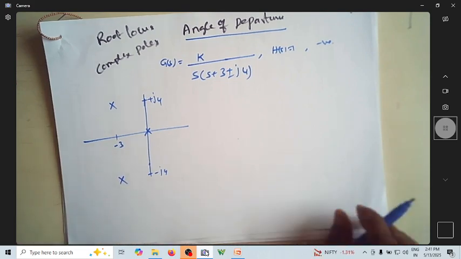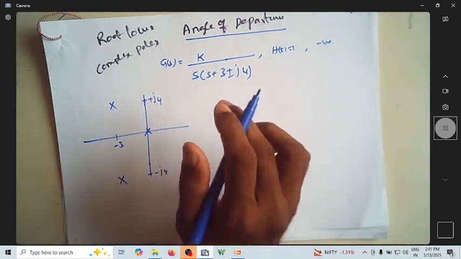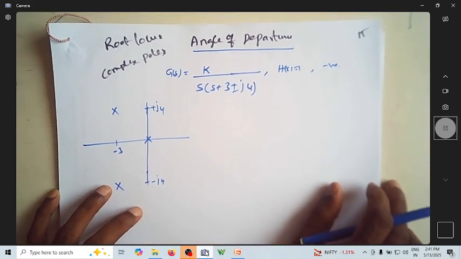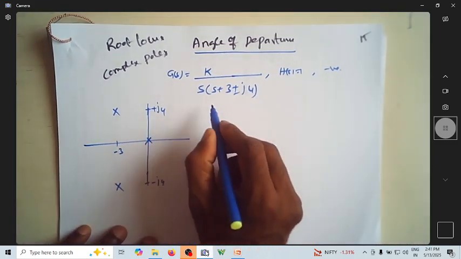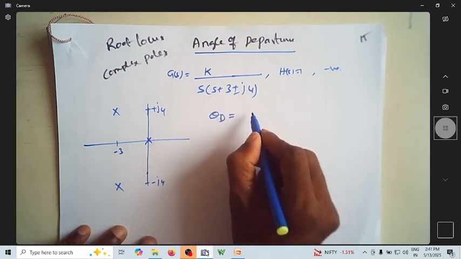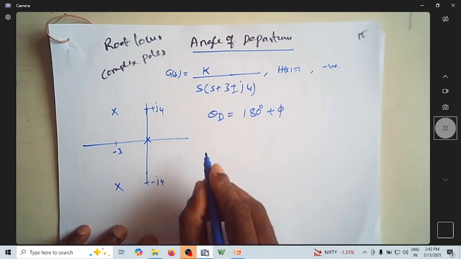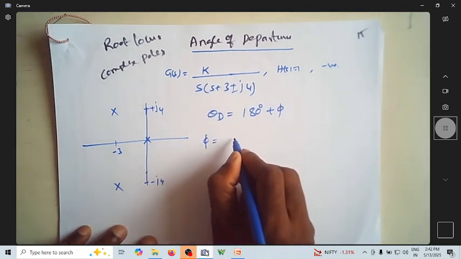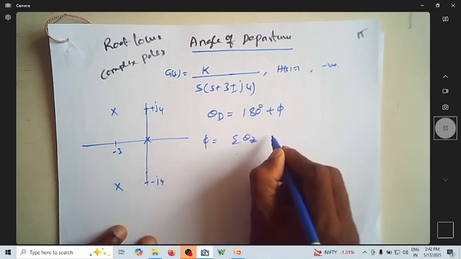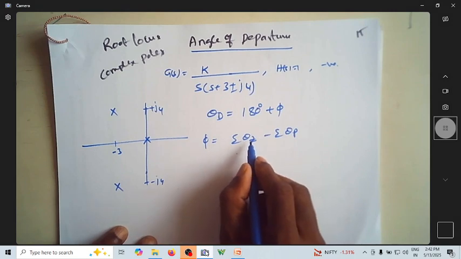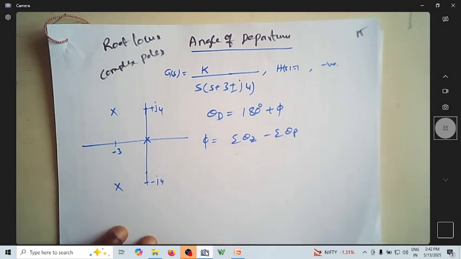Let us only focus on the angle of departure, so let us not go to any other part. To find the angle of departure theta d, we have an expression which is nothing but 180 degrees plus phi, where phi is the summation of theta z minus the summation of theta p. So what are the summation of theta z and theta p?